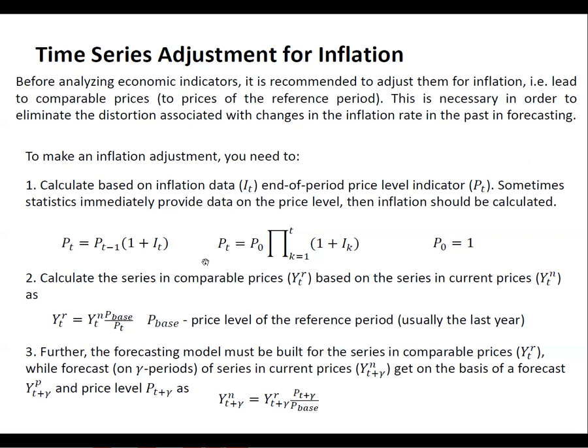Recursively substituting PT minus 1 into this formula, we obtain an equation for the current price level from some initial price level P0 times the product of the inflation rate for all previous periods. The initial price level is always taken as unit, that is 1.